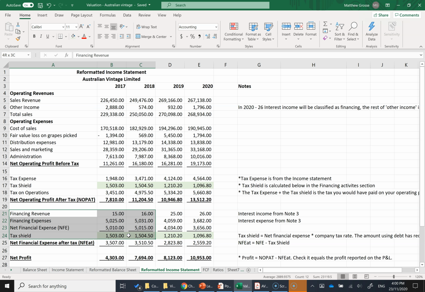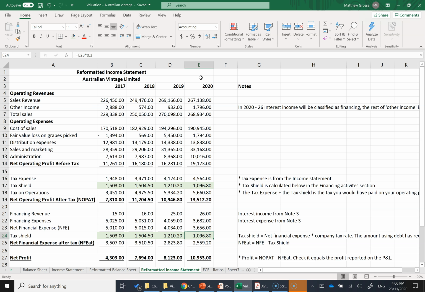So we're now finished with our financing activities. We did it first because this tax shield number needed to be calculated. And I've highlighted a cell up here also in green, which is the tax shield. So I've calculated the tax shield here, but then I have to use that number up here when I'm doing the operating section as well. Okay, so that's why I've done the financing part first.